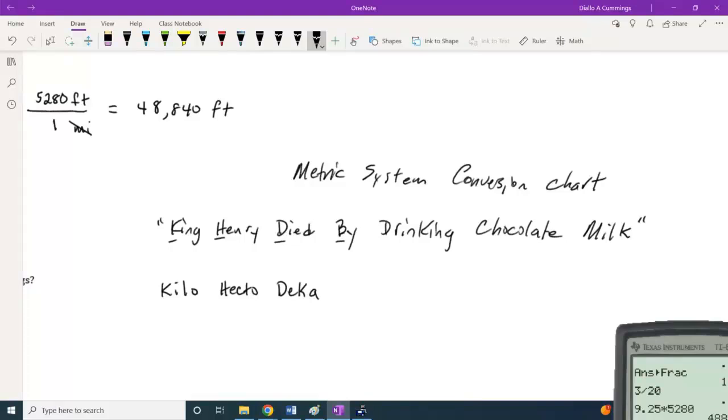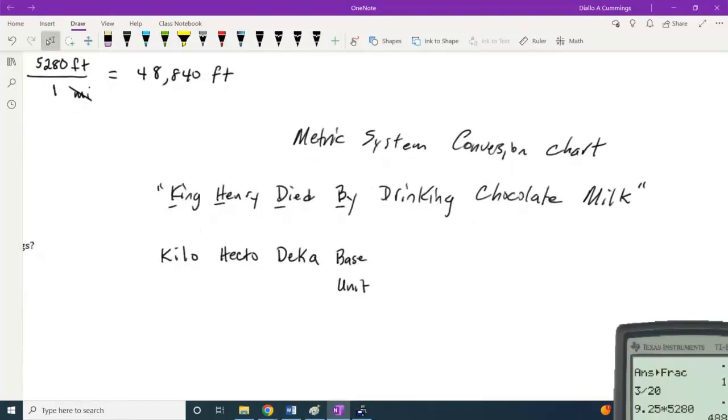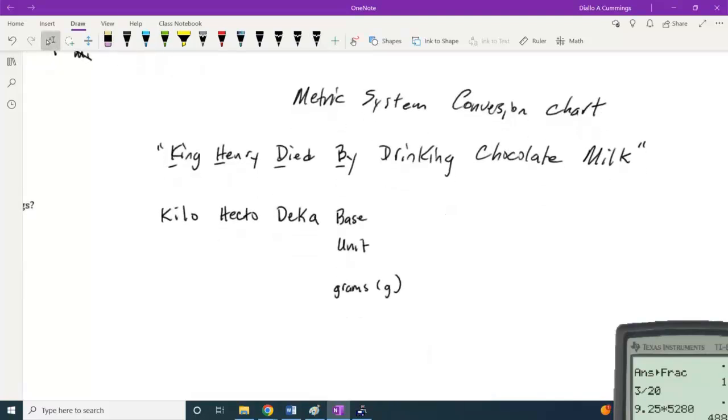The B is for what's called the base unit. So there are 3 base units in the metric system. If you're measuring weight, weight is measured in grams, which has the symbol G. If you're talking about length, length is measured in meters, and the mathematical symbol for meters is M.